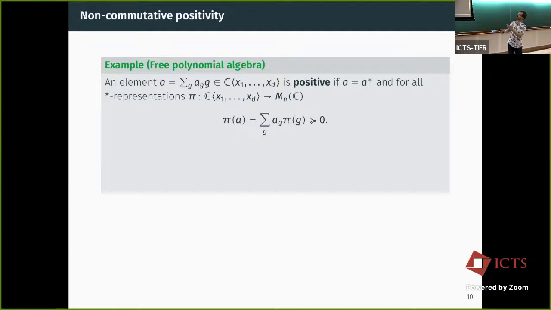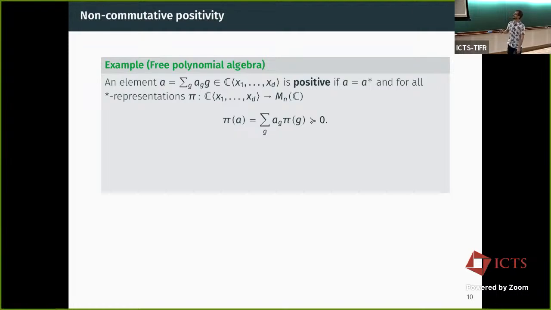And here we start with an example. I have an element in this free polynomial algebra. Free polynomial algebra means there are no relations between variables, so they don't commute. These are standard finite sequences of coefficient times some monomial. And then I'm going to say that such an element A is positive, first of all, if it is self-adjoint.